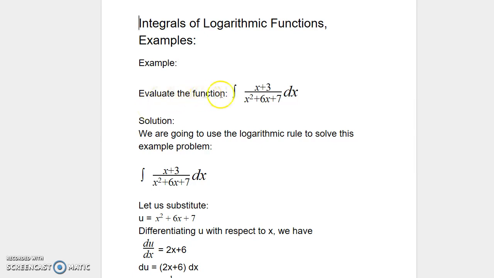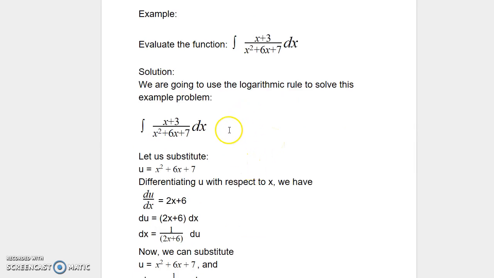Let us evaluate the integral of x plus 3 divided by x squared plus 6x plus 7 dx. We're going to use the logarithmic rule to solve this example problem. We're going to substitute u as equal to x squared plus 6x plus 7, that is in the denominator of the example problem. Let u be equal to x squared plus 6x plus 7.